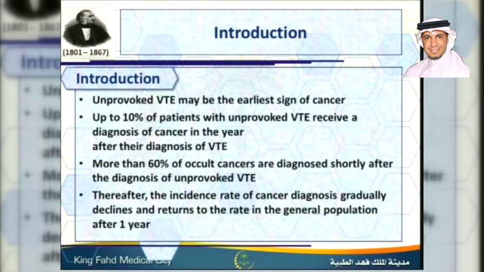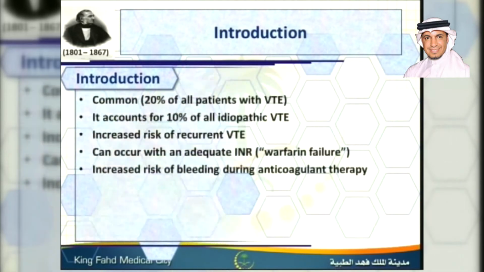Unprovoked VTE may be the earliest sign of cancer, and up to 10% of patients with unprovoked VTE receive a diagnosis of cancer in the year after their diagnosis of VTE, with the highest incidence in the first 6 months. After that, the incidence rate of cancer diagnosis gradually declines and returns to the rate in the general population after 1 year. So the first year is the highest risk. If the earliest presentation is unprovoked VTE, they might present with cancer. After 1 year, they are comparable to the general population.